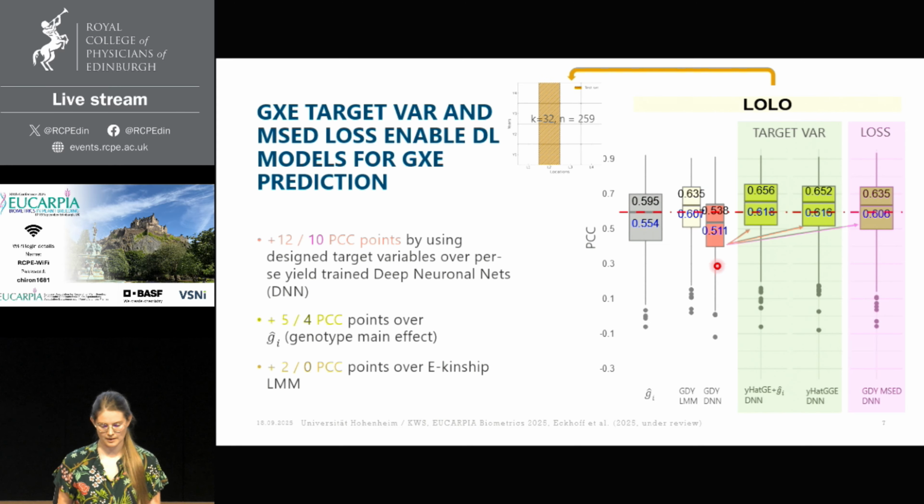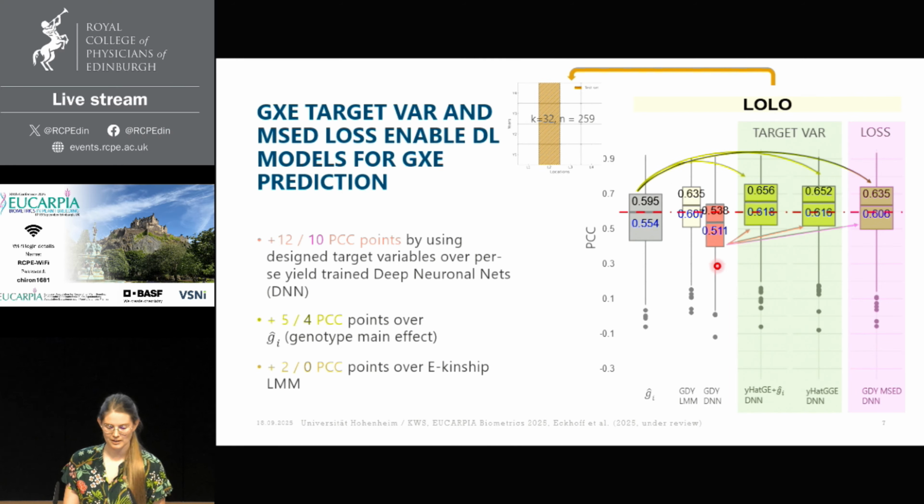So what I want to show you is that if you make the comparison, you see that our design target variables could deliver a plus 12 PCC point advantage and the loss function approach a plus 10 PCC point advantage over a baseline deep neural network without any guidance towards predicting G by E. And if you compare it to the genotype main effect itself, then you see that those two approaches deliver a 5 and a 4 PCC point surplus over the genotype main effect, meaning it's actually making sense to model G by E. And we're better off doing this than assuming a constant ranking of genotypes across sites and years.